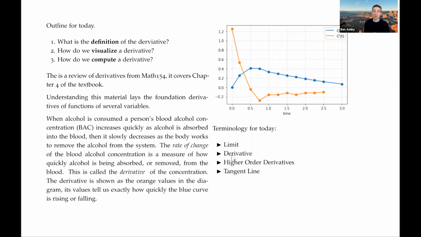Today I'm going to be talking about a review of the derivative, which you learnt about in Math 154. The reason we are talking about derivatives again is because we've just talked about functions of multiple variables. Previously, you learned about derivatives of functions with one variable. We're going to be talking in the next lecture about how we take derivatives when we have functions with multiple variables. So the purpose of this is just to get you thinking about derivatives again, make sure you can remember what the definition of a derivative is, how we visualize it, how we compute it, and so on.